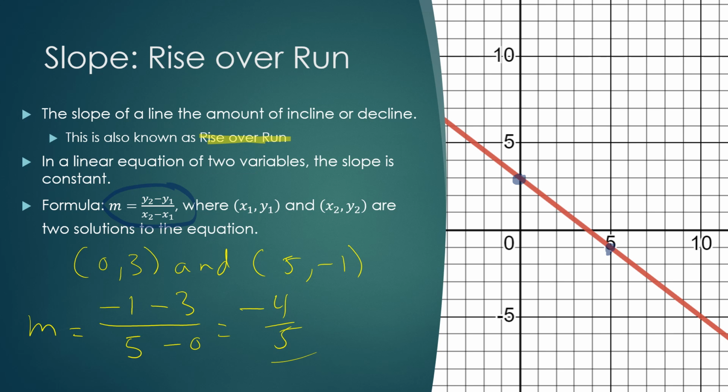If we look at the graph, we see that we decline negative 4 while we increase along 5. And here's where we get our two numbers: negative 4 and 5.